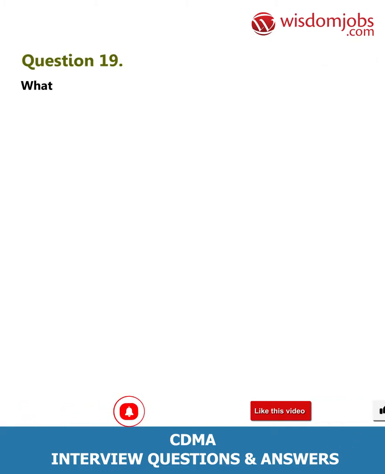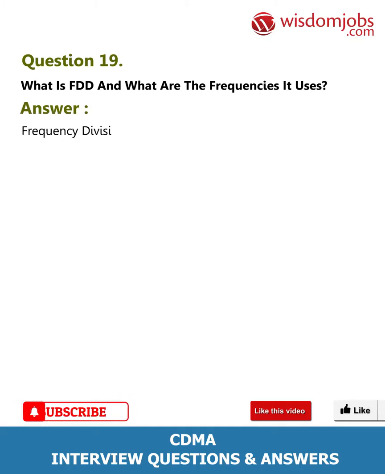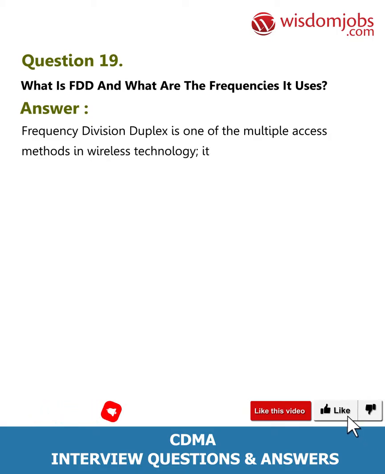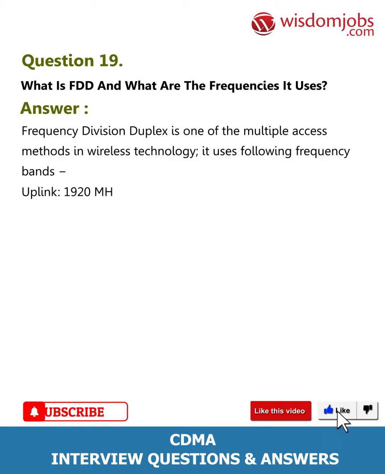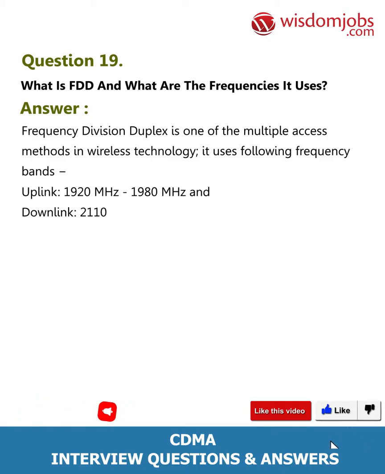Question 19. What is FDD and what are the frequencies it uses? Answer: frequency division duplex is one of the multiple access methods in wireless technology. It uses the following frequency bands: uplink 1920 MHz to 1980 MHz and downlink 2110 MHz to 2170 MHz.